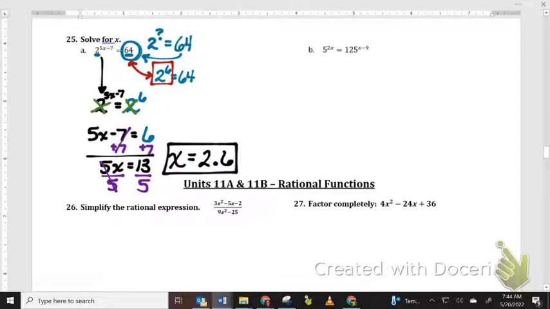On part B, they both do. Which one's bigger? 125 is bigger. So this is the one that I want to replace. The smaller one is 5. 5 to what power would give me something that has equal value with 125? 3. Yeah, 5 to the third power equals 125.